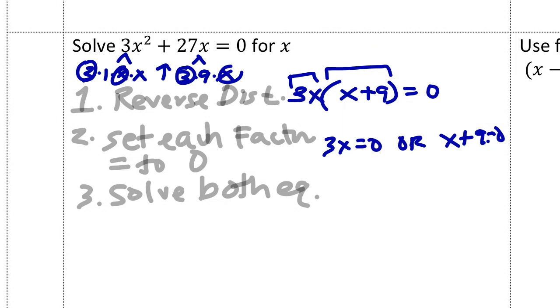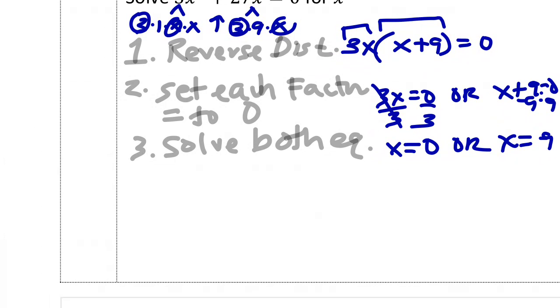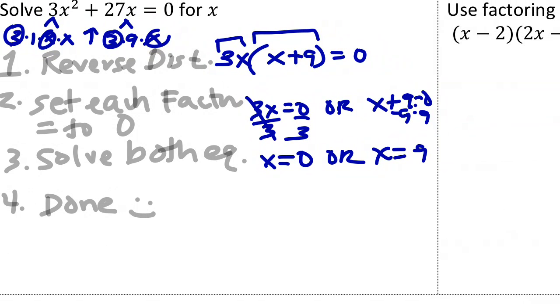So if I solve both equations, divide by 3, we should know that any 0 divided by any number is still going to be 0. Subtract 9 over here. We find x equals -9. So your last step is that you're done. Okay, this is our solution. This is going to be a true statement when x equals 0 or when x equals -9.